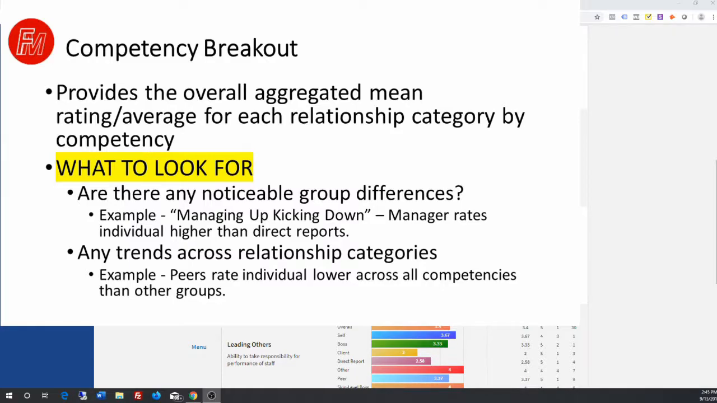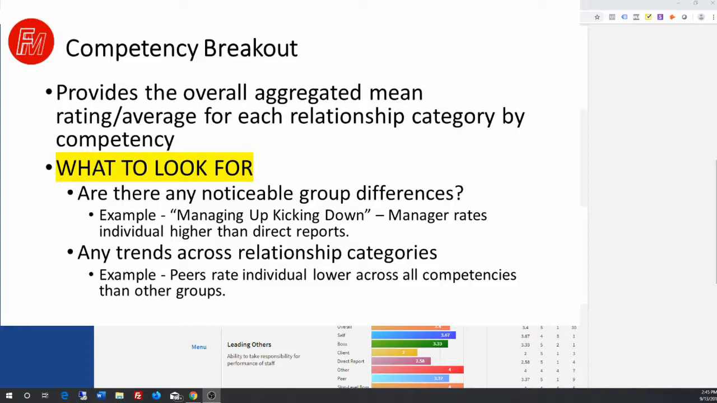An example of this that you might come across is what we call managing up, kicking down. This is where a manager rates an individual higher than the direct reports do. This could be indicative of what we call impression management, where an individual is behaving differently with their boss or supervisor than they do with their direct reports. So they're managing that impression, or they manage upward, as we call it.